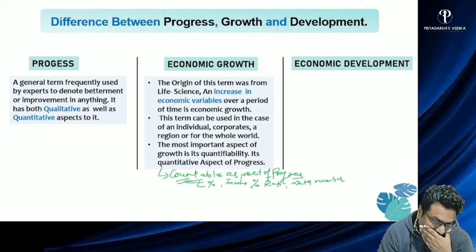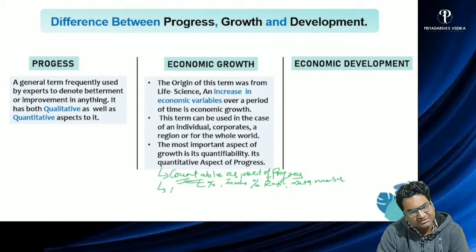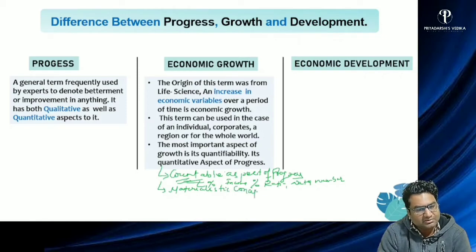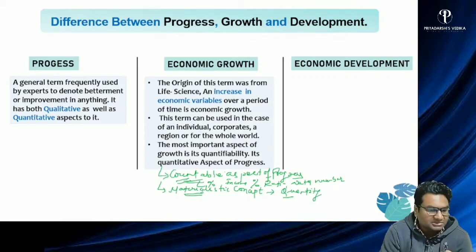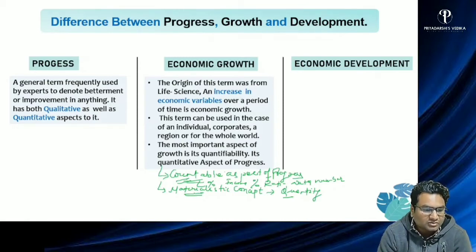And this is kind of, you can say, a materialistic concept. Why is it called a materialistic concept? Because it can be expressed in some quantity. Materialistic means the thing which we can feel, touch, and understand, that we can see it happening. So that's why it is called a materialistic aspect. We can quantify it, we can count it, we can see it growing or declining.